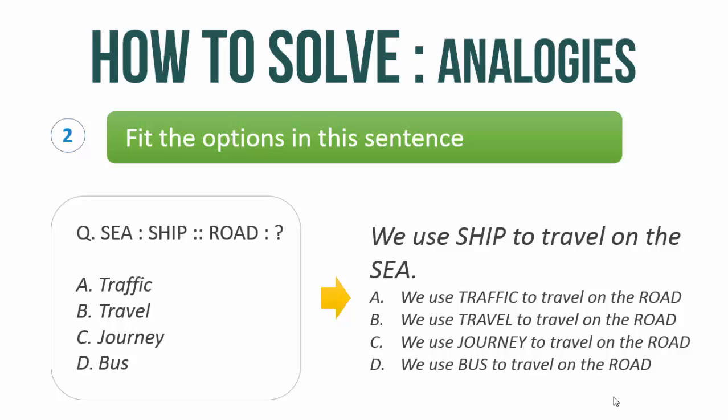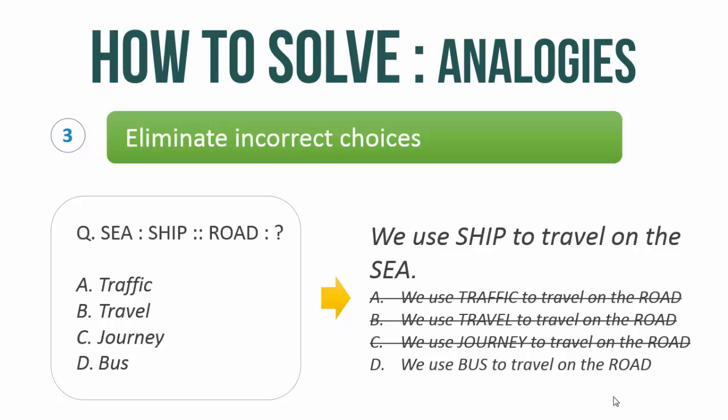Now that we are done fitting the options into the sentence, it's time to eliminate the incorrect choices. We use traffic to travel on the road makes no sense. If you have to travel on the road, you don't use traffic. Similarly, travel is eliminated. Similarly, journey is also eliminated.